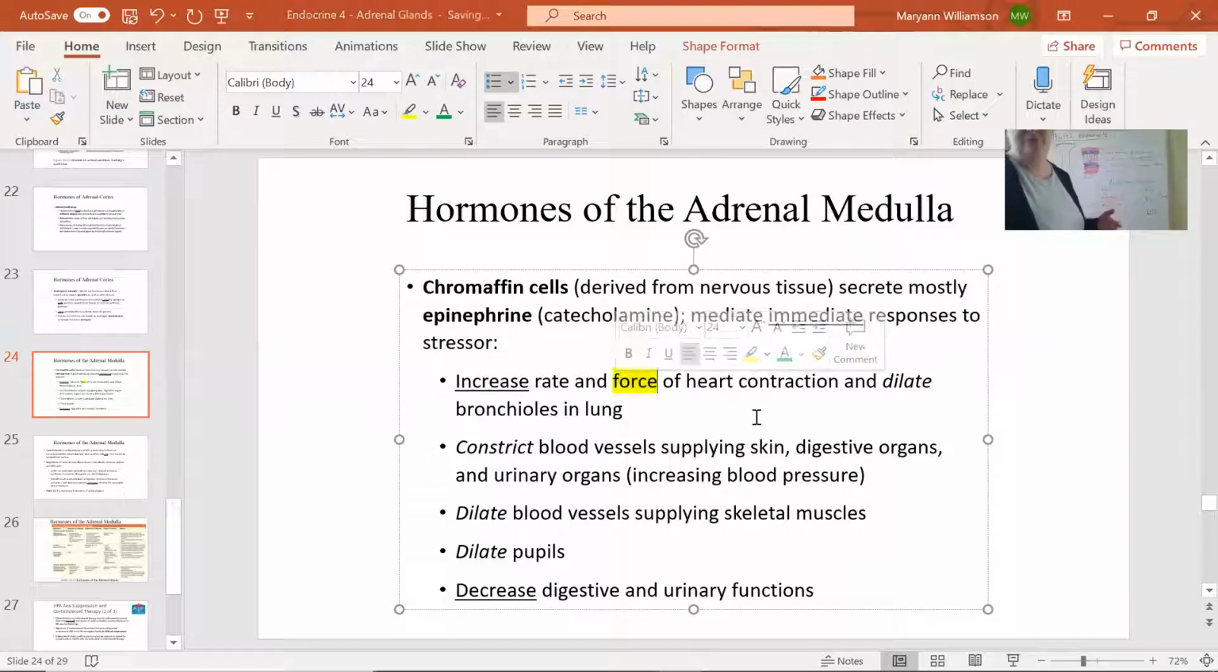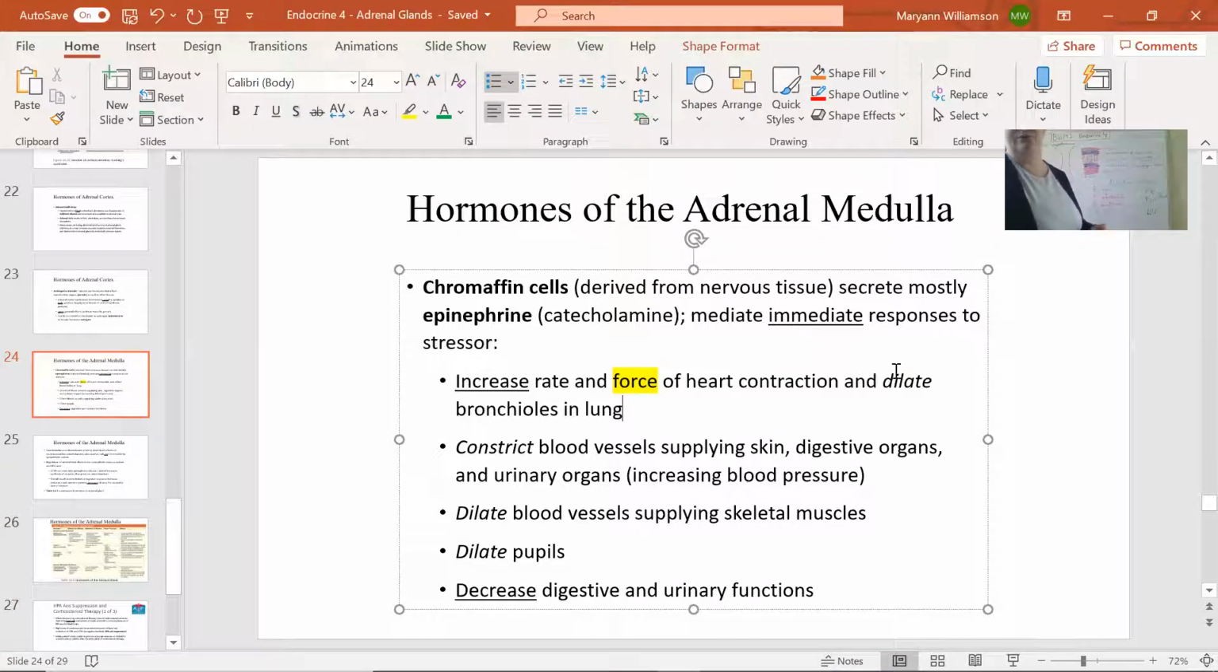What does that mean? Well, imagine I have a bag of water here. If I squeeze it, kind of wimpy, some water might come out, right? But what if I squeeze it really hard? A lot of water is going to come out. So if the heart contracts harder, it's going to force more blood out. As you can imagine with the bag, more water comes out. So when the heart does that, more blood's coming out, increased blood supply to the body. All right, so epinephrine increases the rate, how fast, and how strong the heart's going to contract, the force.